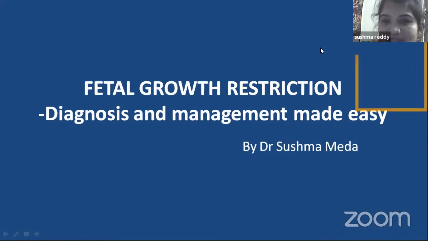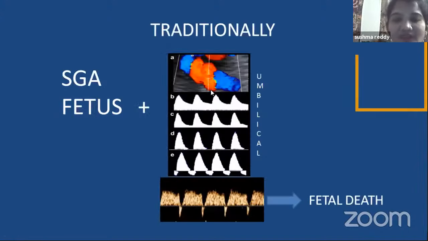Today, my topic is fetal growth restriction, diagnosis and management made easy. We no longer call it IUGR because the word retardation in IUGR doesn't suit physically restricted fetuses. Traditionally, we have always learned fetal growth restriction as SGA fetuses, that is, small for gestational age fetuses with umbilical artery changes and ductus venosus changes.